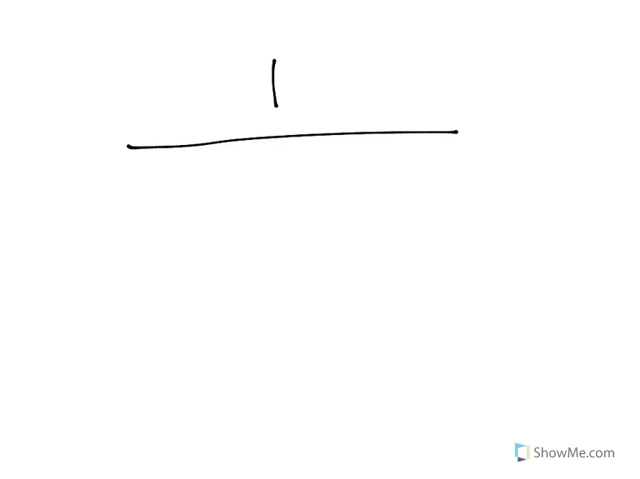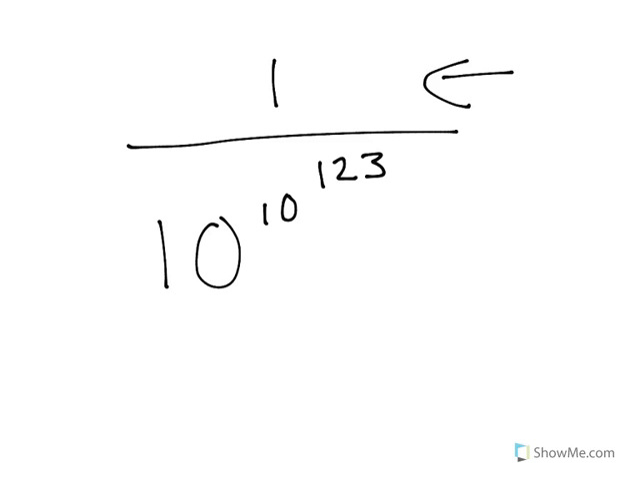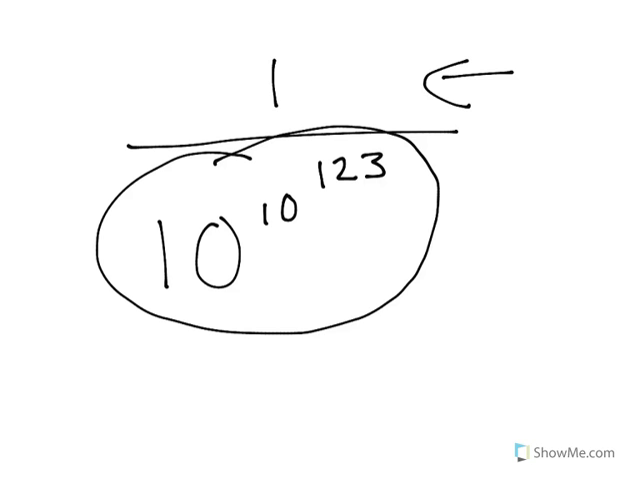So let's look at this number again. 1 over 10 to the 10th to the 123rd power. So in the numerator, we see that there was one favorable outcome out of how many? Well, to figure out of how many possible outcomes, we really need to look at this bottom number, 10 to the 10th to the 123rd power. And to understand this bottom number, we have to understand exponents.